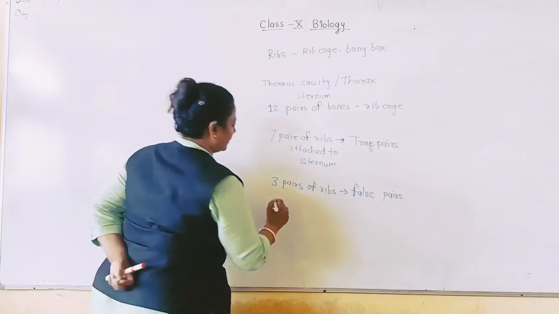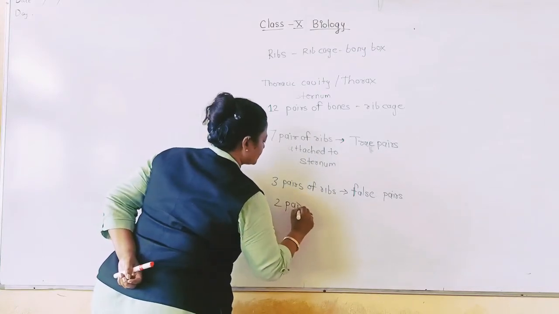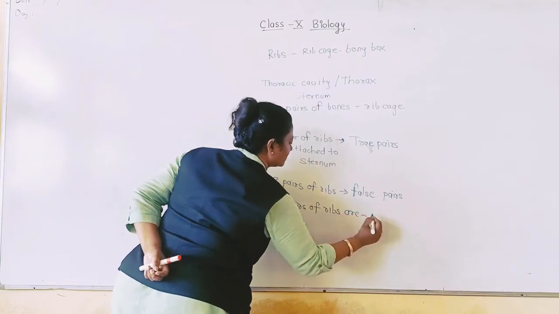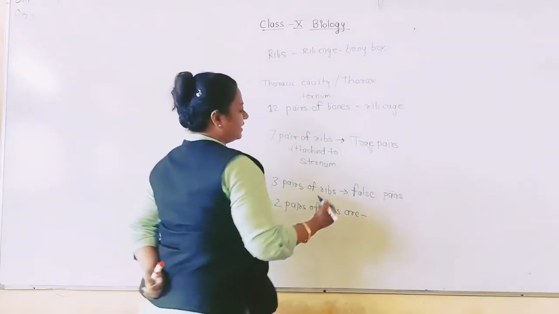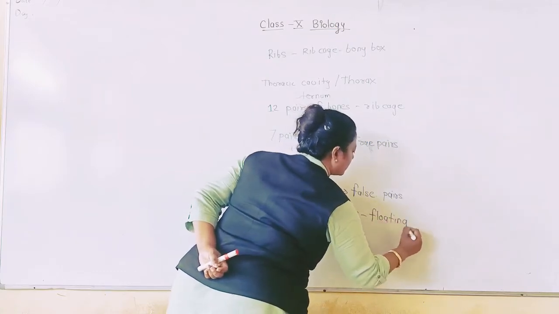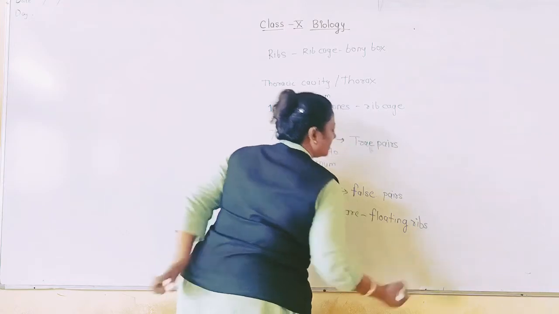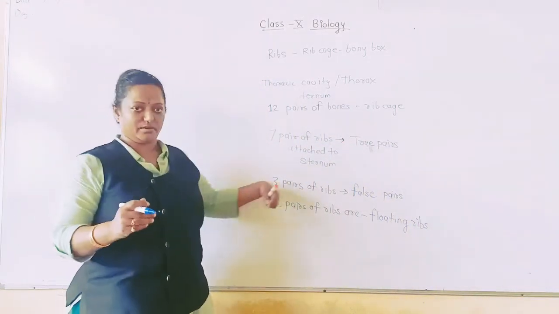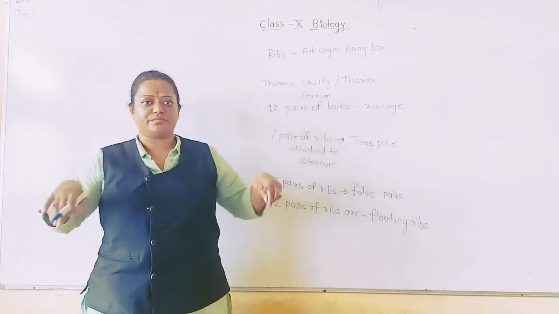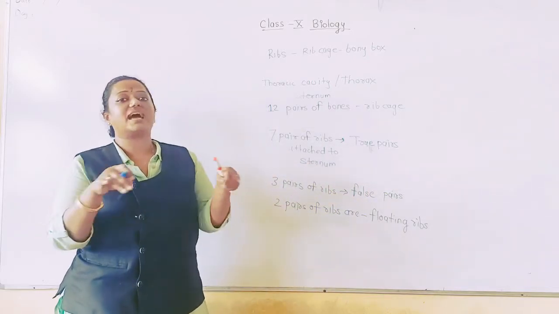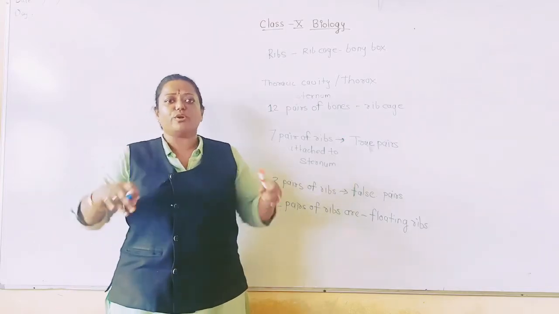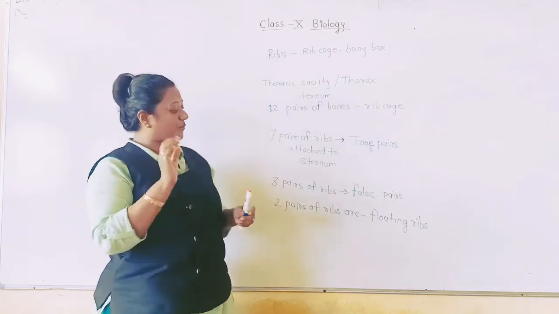And the 2 pairs of ribs are floating ribs. These are called as what? Floating ribs. These ribs are from 2 sides. There will be 2 ribs which will be floating. These are not attached to the sternum also, and these are only floating. And these are working like a protection only.